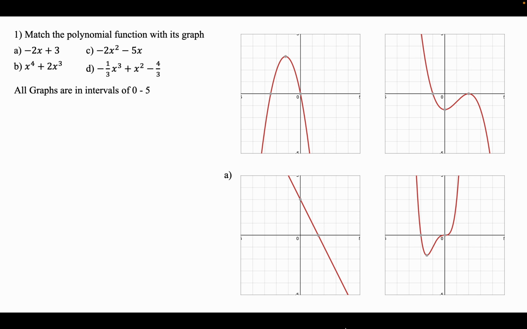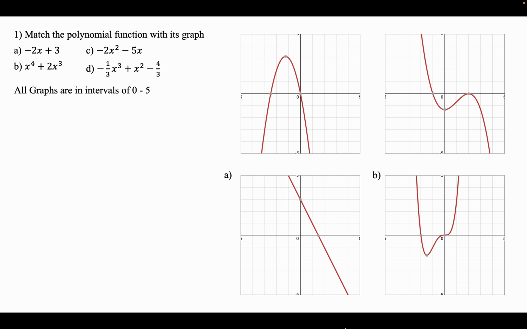For B, x to the fourth plus 2x cubed. From what we have gained earlier, positive even graphs will be going up when going right, and going up when going left. So that means it would have to be the bottom right graph, because of the leading exponent in the front. The leading exponent means that when it is going left, it is going up, and when it's going right, it's also going up.